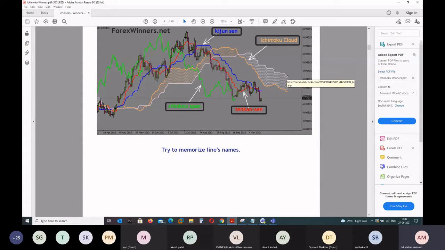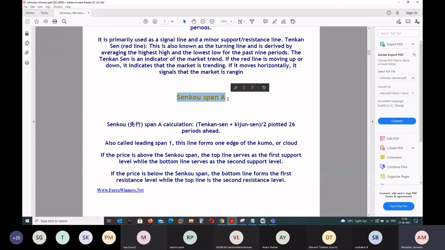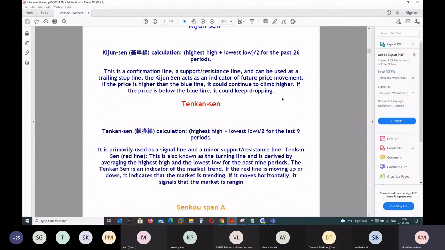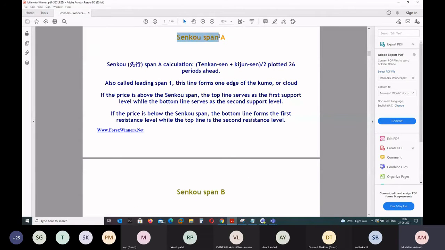The first line is called Senkou span A. Here it is, Senkou span A. And the second one is called Senkou span B. Some will call it SSA, some call it SSB, and some call it span A, span B. Some call it the cloud together. So the name doesn't matter, you need to understand the concept. So how is it plotted?